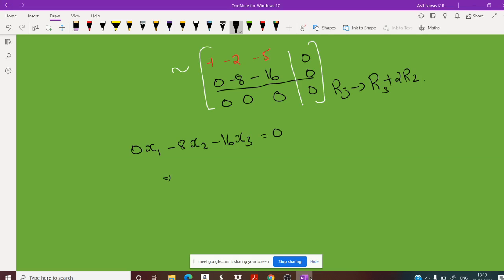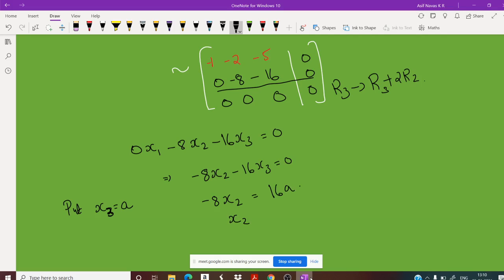So minus 8x2 minus 16x3 is equal to 0. Now I am putting x3 is equal to a. Any variable is equal to a. Then what I will get, minus 8x2 is equal to 16a.